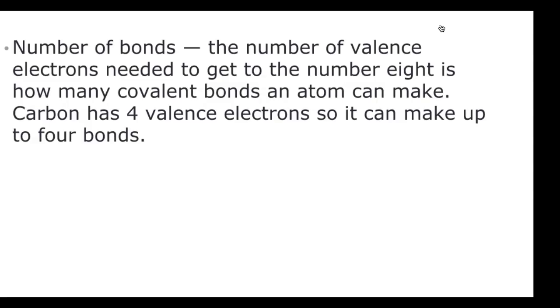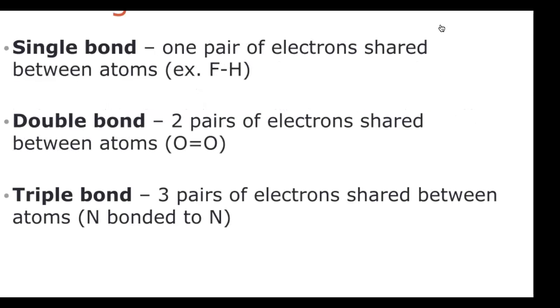So carbon, which has 4 valence electrons, is going to need 4 bonds so that it can get to the magic number of 8. 4 plus 4 equals 8. Nitrogen, which has 5 valence electrons, can only make 3 bonds. There's no way it can make 4 bonds and be a neutral compound. Oxygen has 6 valence electrons, so it needs 2 electrons, so it can make single and double bonds. And then fluorine has 7 valence electrons, so it only needs 1 electron, so it makes 1 single bond.